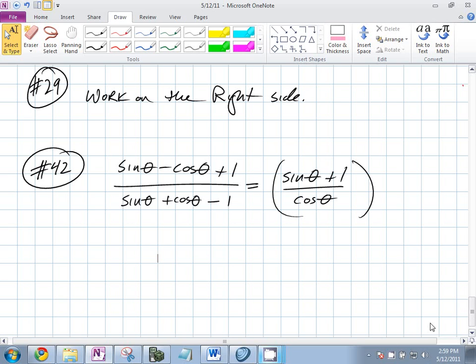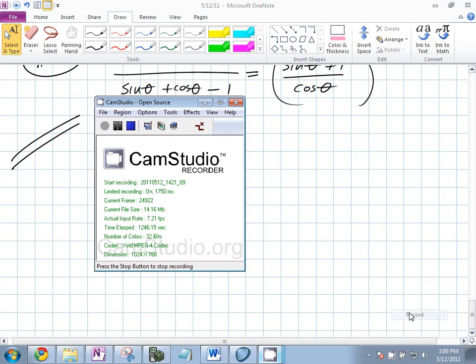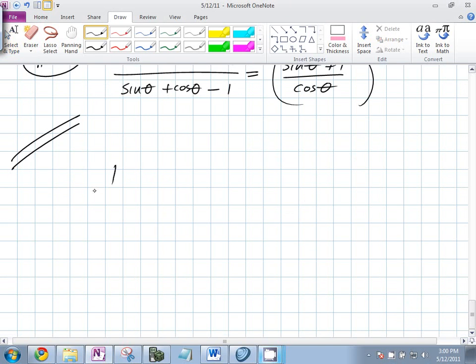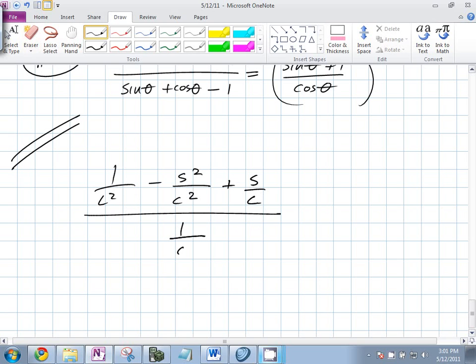Good luck. Just sine and cosine, right? So it's 1 over cosine squared theta minus sine squared over cosine squared, plus what? Sine over cosine, all over what? 1 over cosine. What should I multiply by?